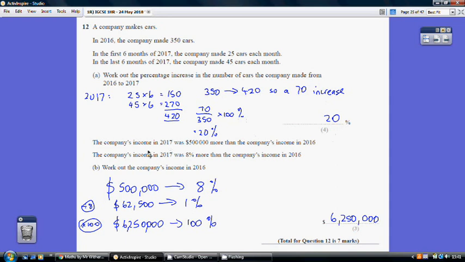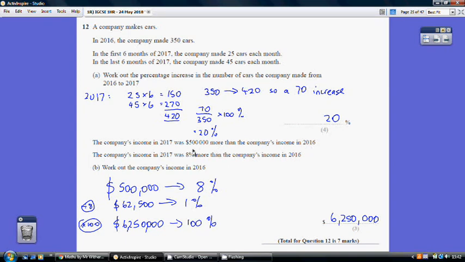Now for part B, we're told that the company's income in 2017 was $500,000 more than the company's income in 2016, but we're told that this represents 8% of the company's income. So the $500,000 equates to the 8% because they're both relating to the same fact. It's the "more than" the company's income.